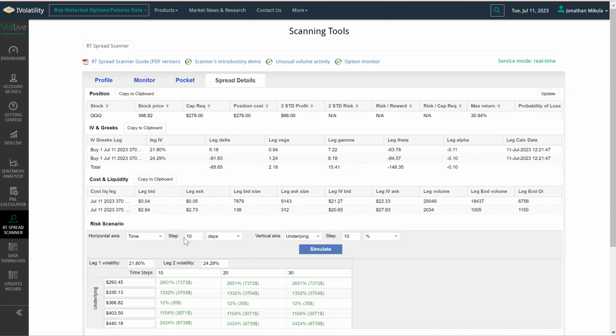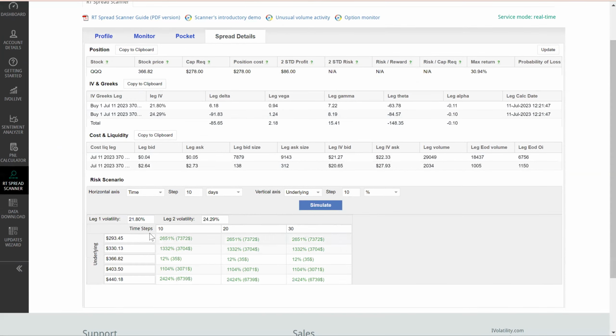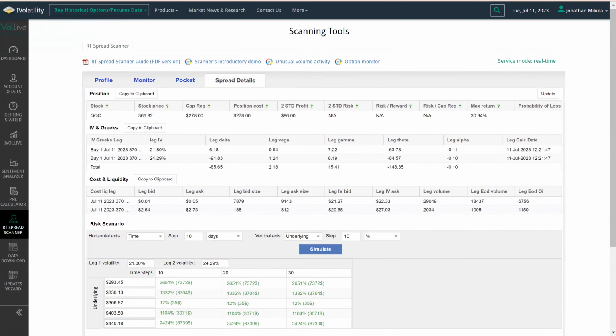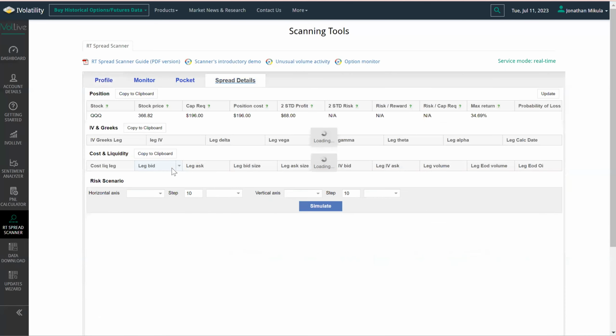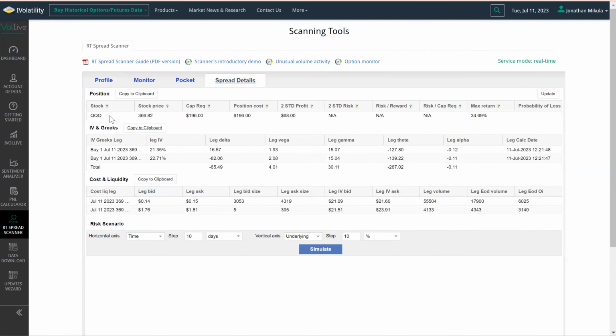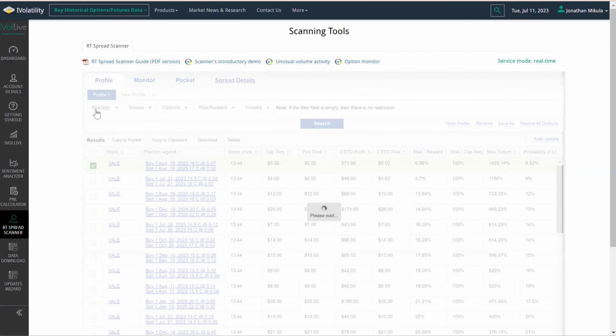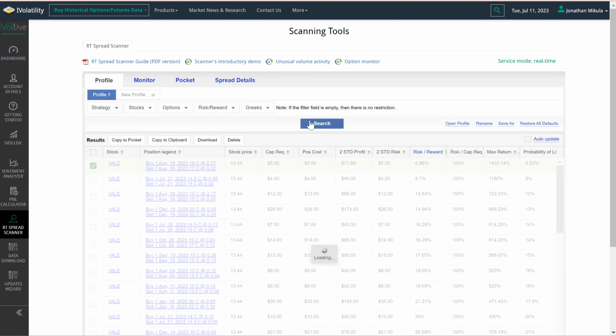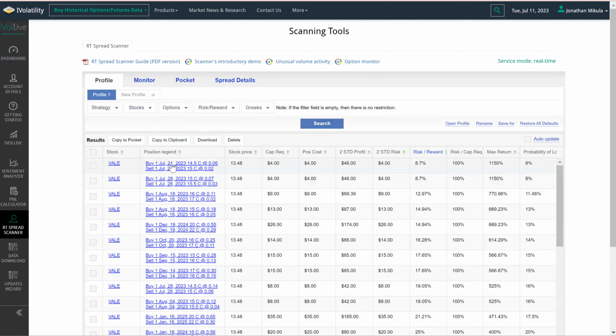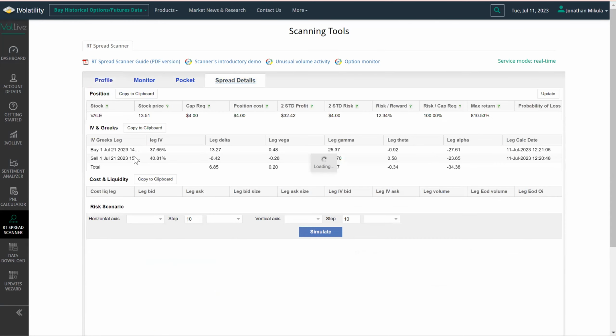But once you get here, you can come here and you have a mini P&L calc, right? What's great about this is, I'm going to come here to the one I was looking at for Vale. And under this simulation, this is QQQ. One sec, let me run this scan one more time. So strategy, bull vertical spread, stocks, Vale, yep. Search, have this repopulate for me. All right, there we go.